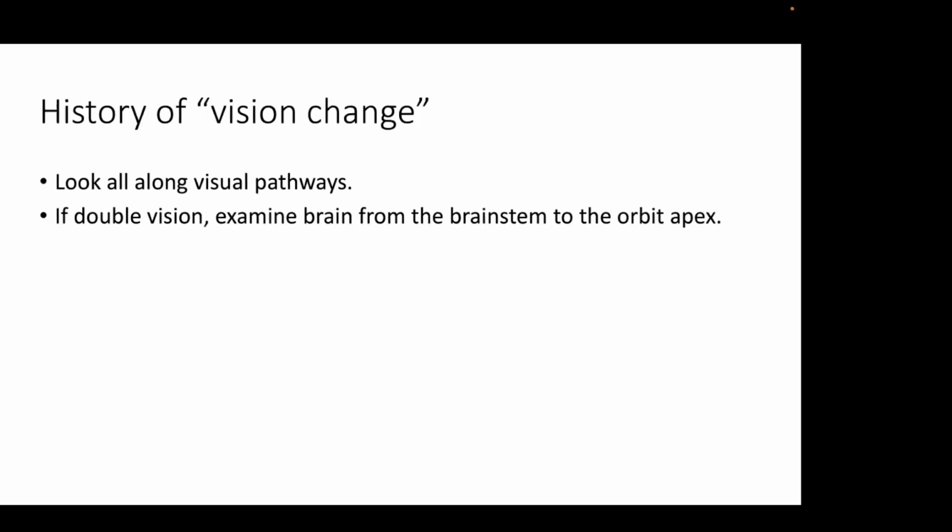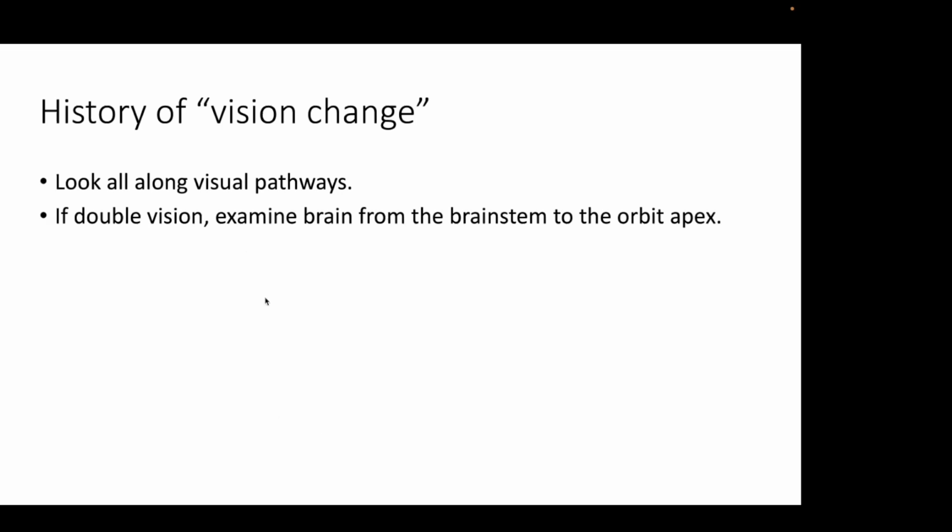So I'm going to just show you a number of cases, and I'm going to start with some cases that start with the history of vision change. If you're looking at these cases, you want to look all along the visual pathways. As you know, these go all the way from the orbit through the brain, anterior temporal lobe with Meyer's loop, coming back to the occipital lobes. You need to examine the entire course of the optic pathways.